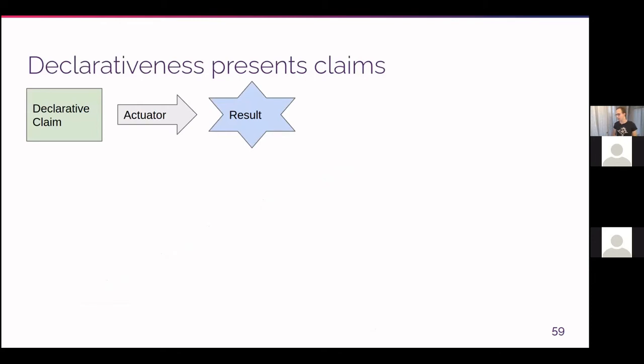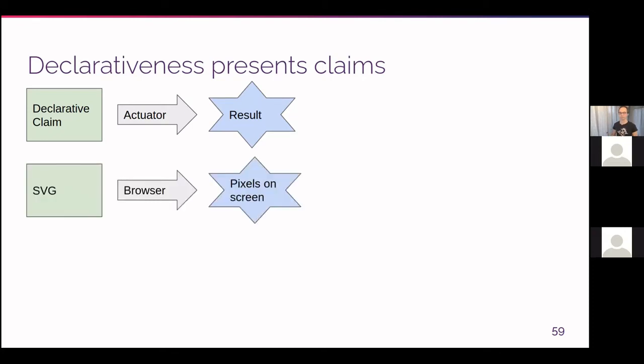But due to our world being quite imperative, we still need some kind of actuator. We need something that actually operates imperatively on the claim that we're presenting. So we present a declarative claim, then we have something that fulfills the claim, an actuator, and by the actuator fulfilling the claim, we will get some result.